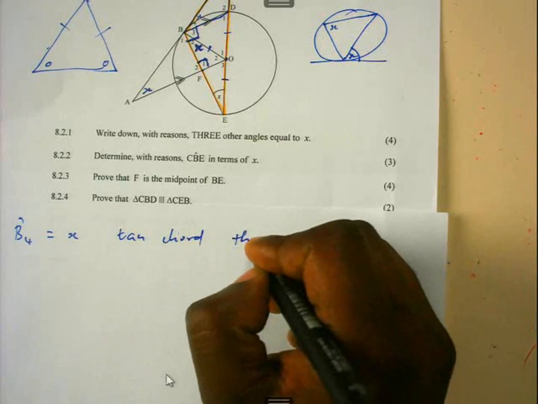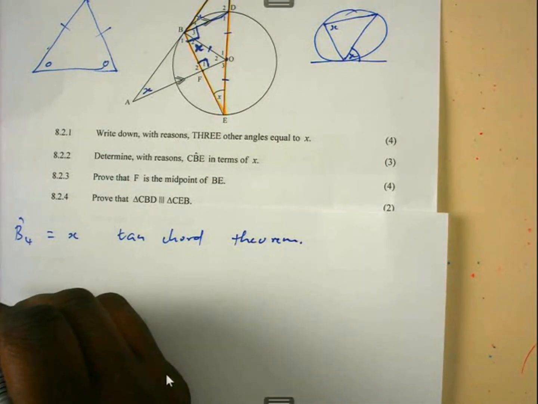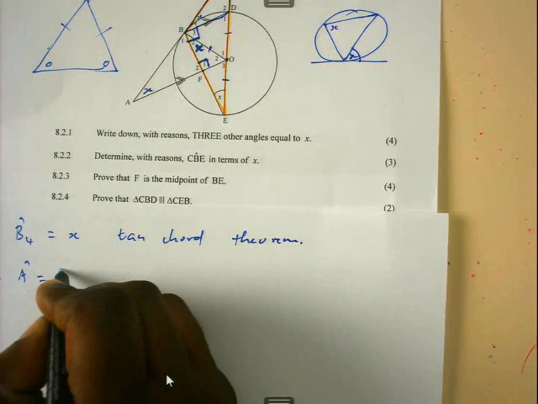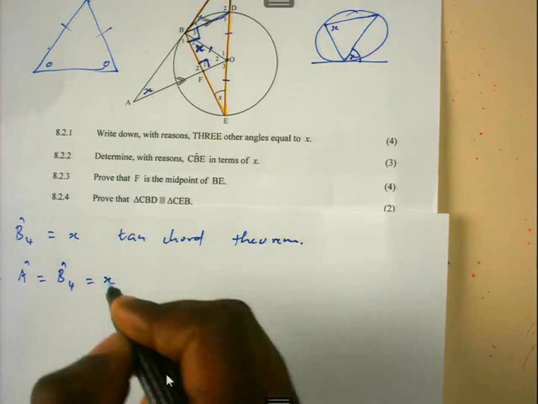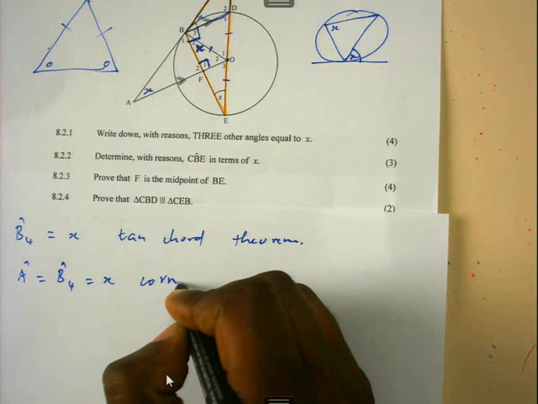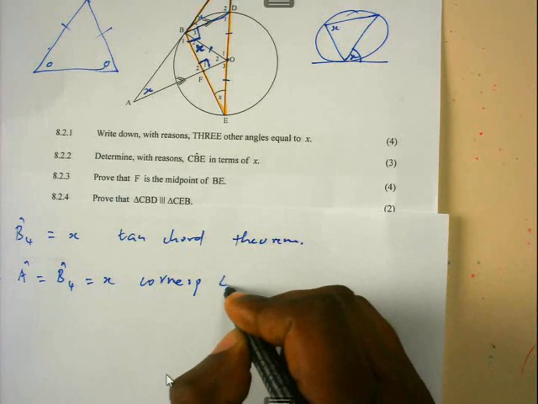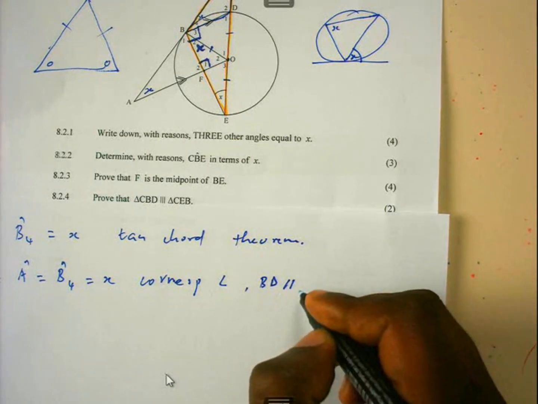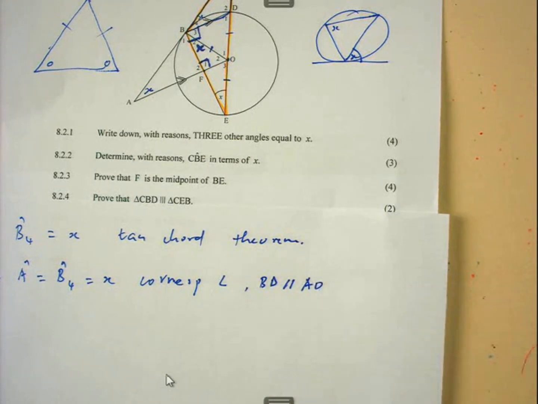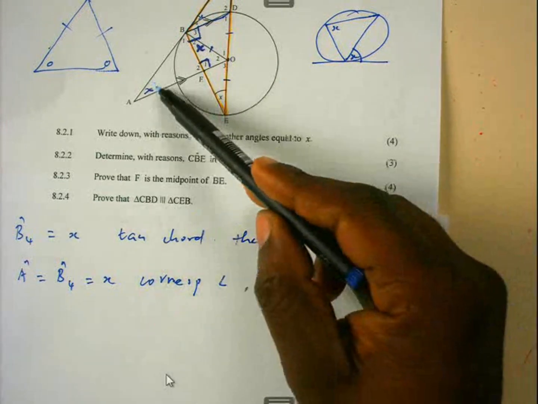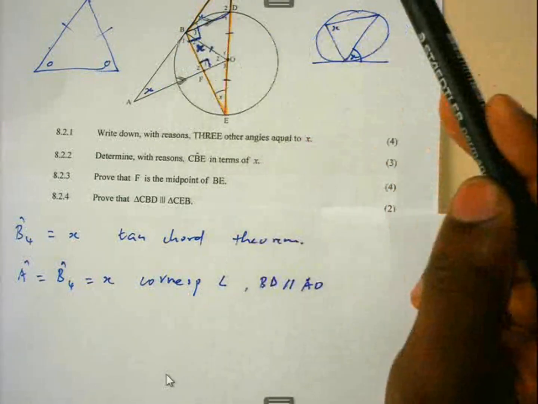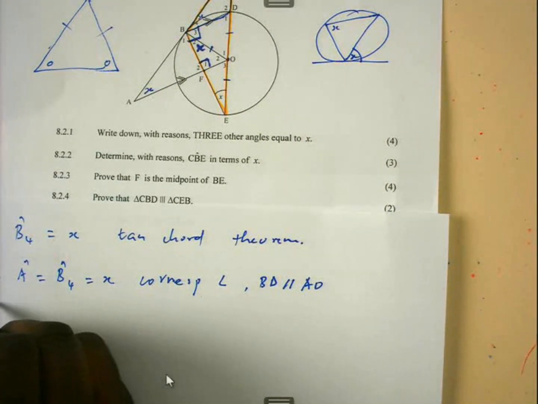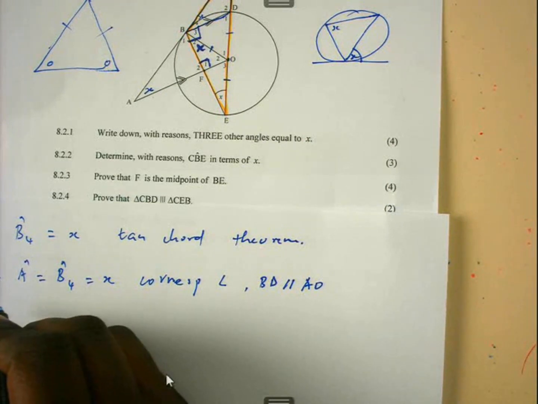The other angle which is equal to x is which angle? Angle A, we have marked x there. Angle A is equal to angle B4, which is equal to x. Why? Because corresponding angles. Why are they corresponding angles? We need to write there that BD is parallel to AO. Do you see that? Corresponding angles. Do you agree with that? With parallel lines, we need to check: are there alternating angles, corresponding angles, or co-interior angles?